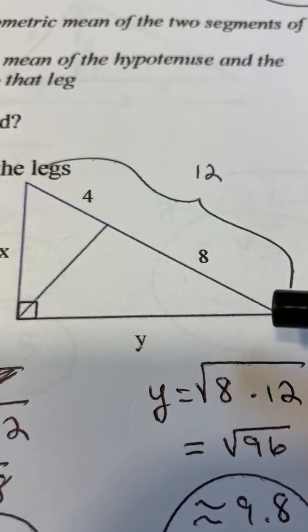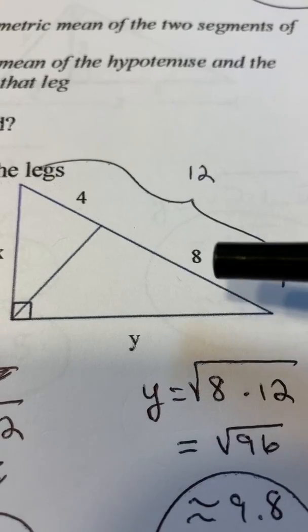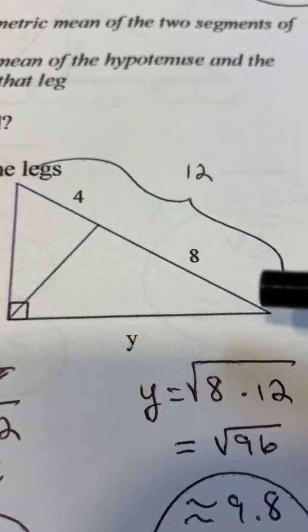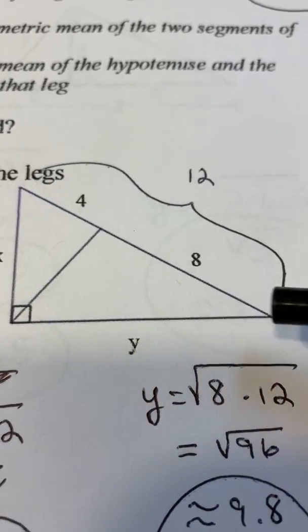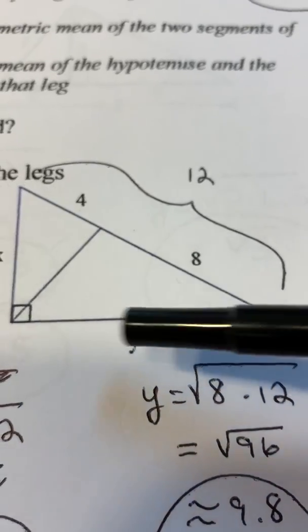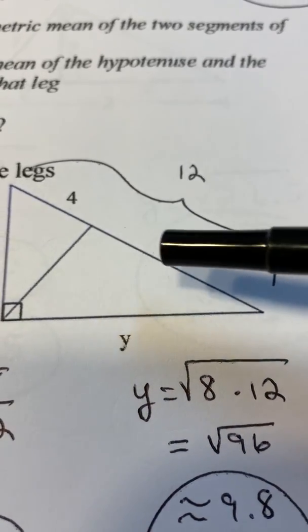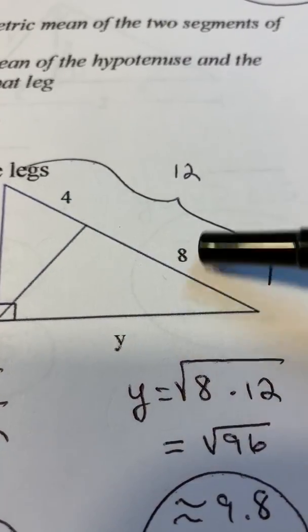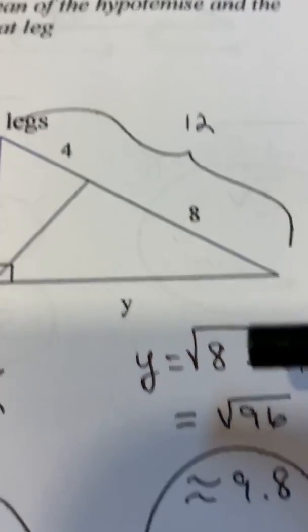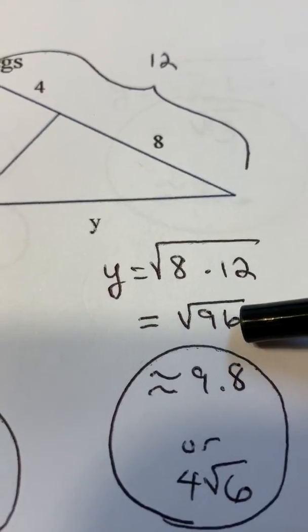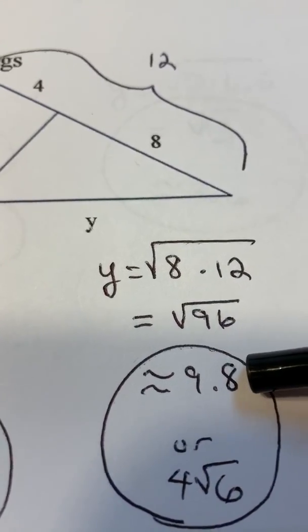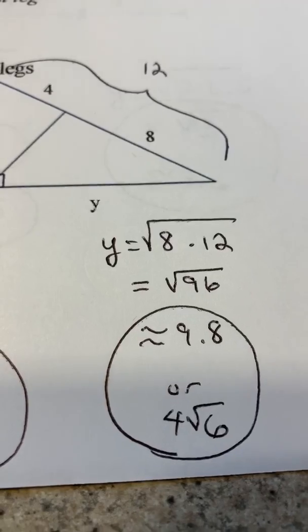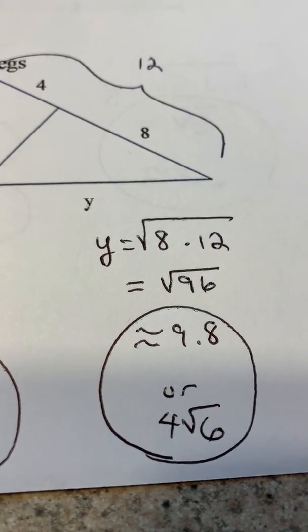Whatever leg they're asking for, you're going to want to get the side that is connected to it. They're connected right here at the tip. So if they're asking for y, they're looking for you to talk about 8 and the entirety of the hypotenuse, 12. So the pairing there is 8 and 12. That gives you 96. Calculator is approximately 9.8. By hand, 4 root 6.